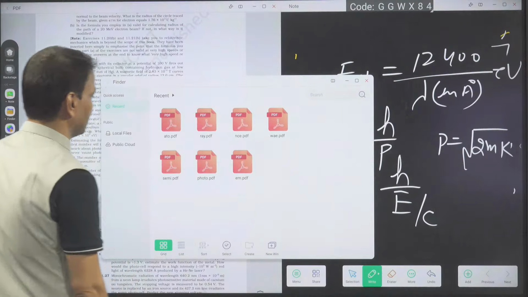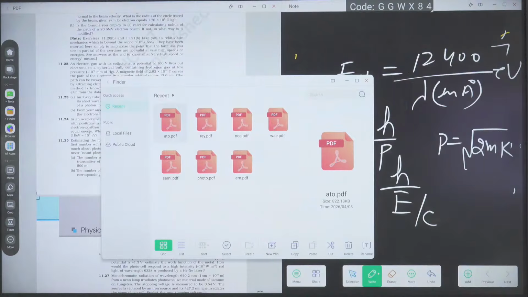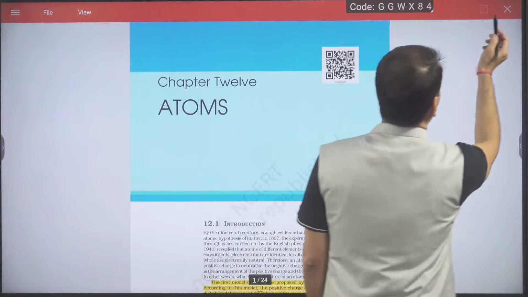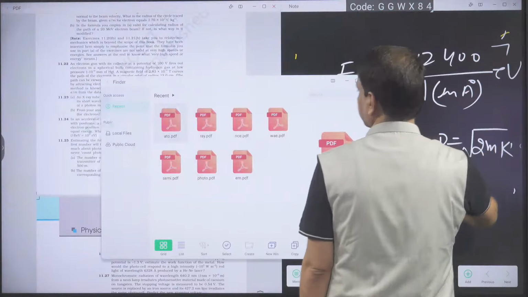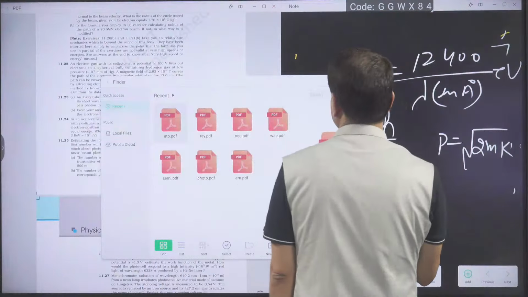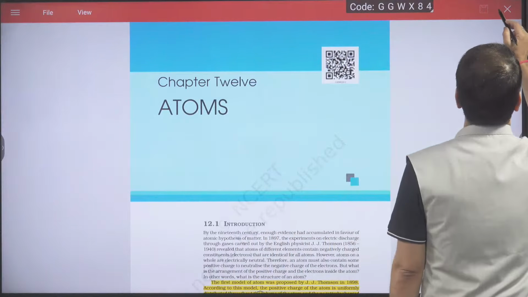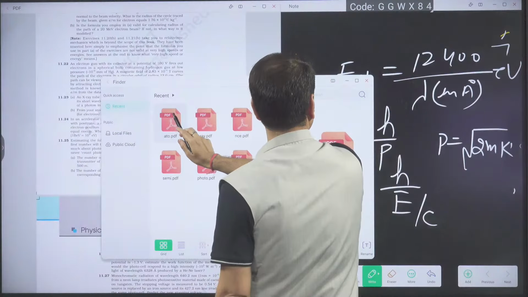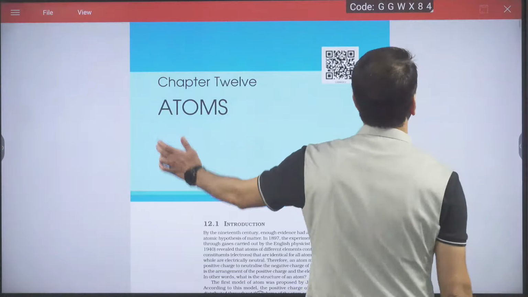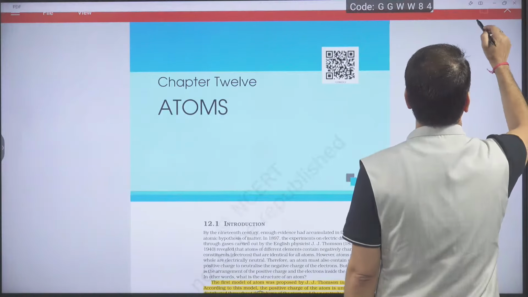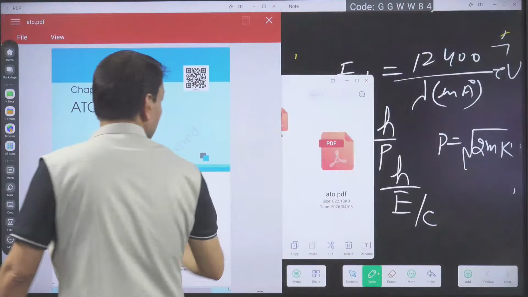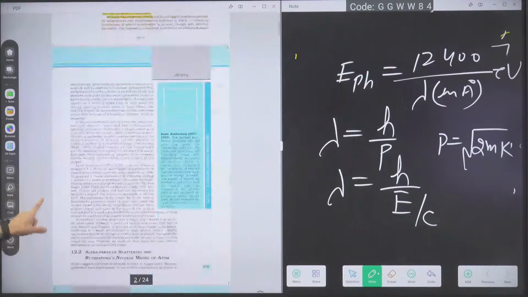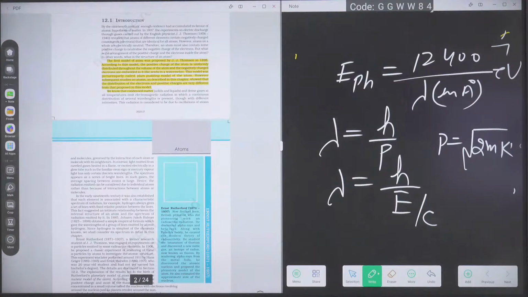Now, what is the next chapter? Atom. We can complete that first. In atom, first is the Thomson model. What is the Thomson model?